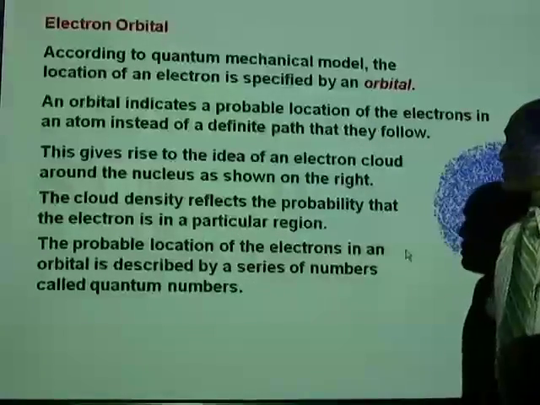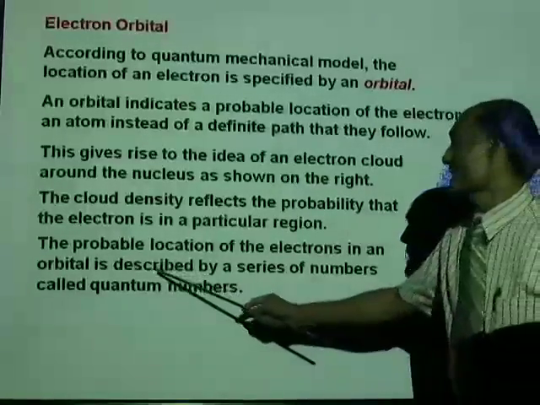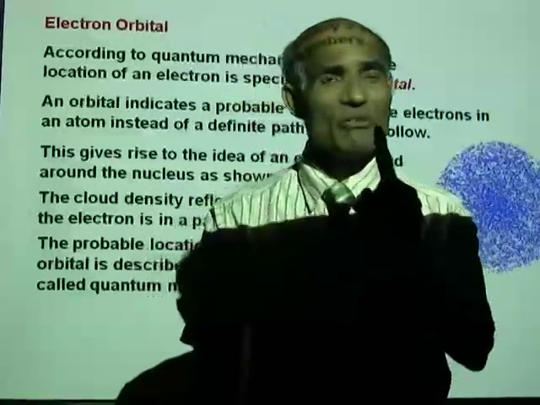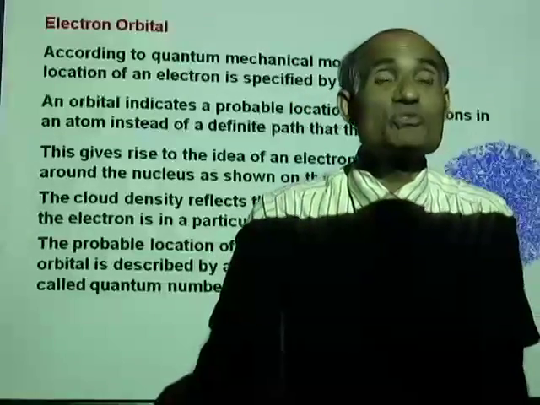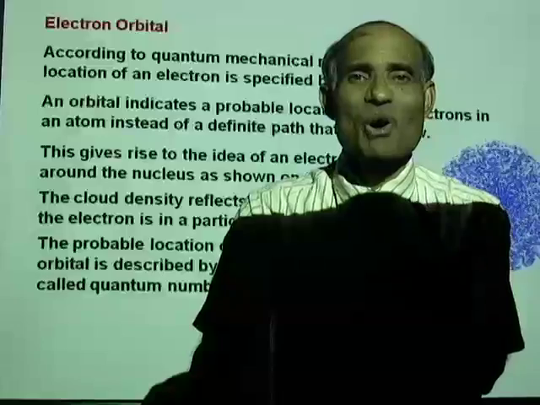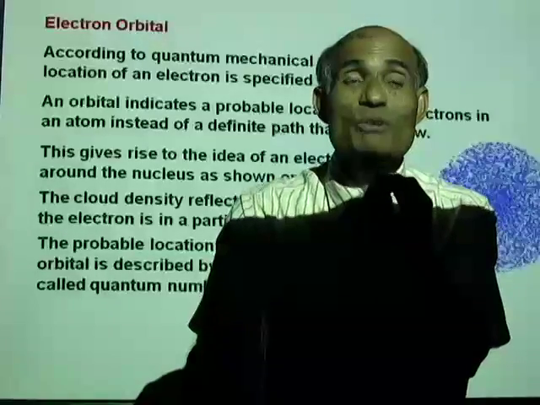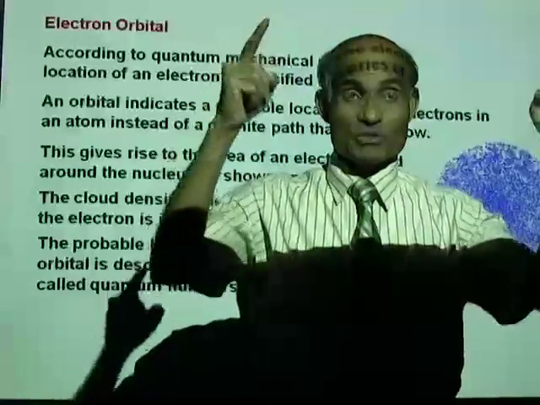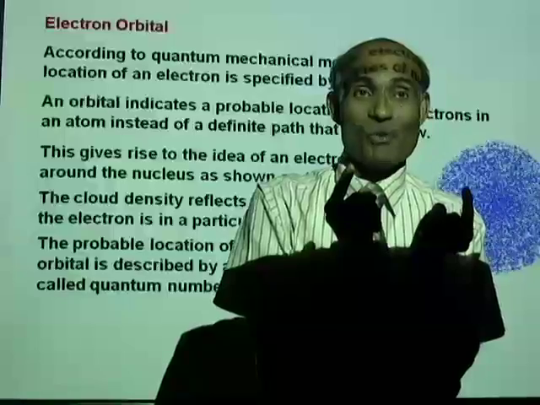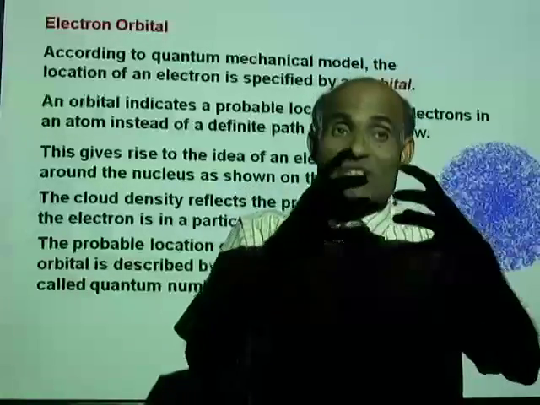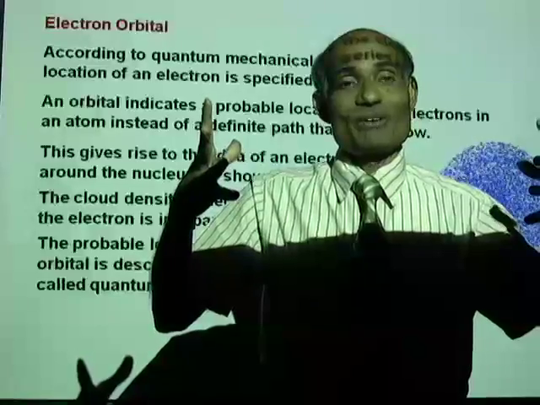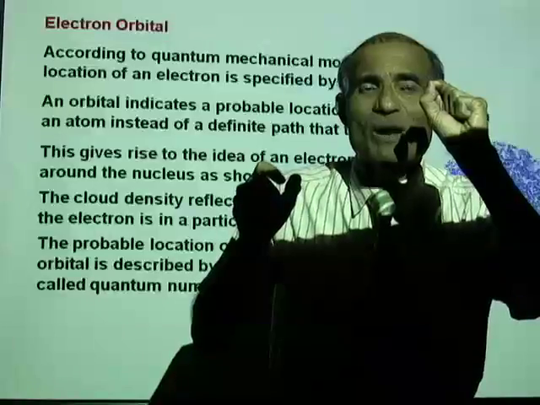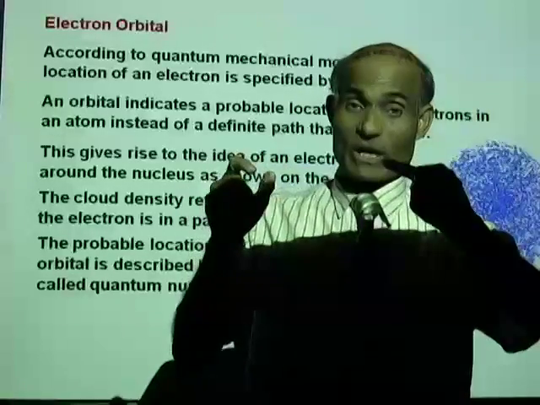The probable location of the electron in an orbital is described by a series of numbers called quantum numbers. Now, you are familiar with one quantum number we used in the Bohr model. What was that quantum number called? We call it the principal quantum number. n equal to 1, the first orbit. n equal to 2, the second orbit or energy level, and so on. Now, we're going to expand that in the quantum mechanical model. In the quantum mechanical model, you don't have an electron sitting exactly at n equal to 1. But we will use that quantum number again here.